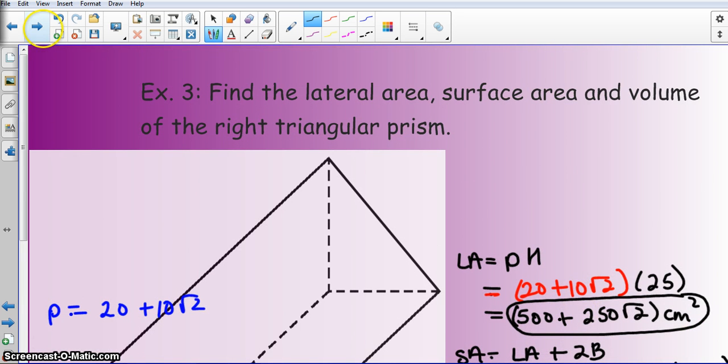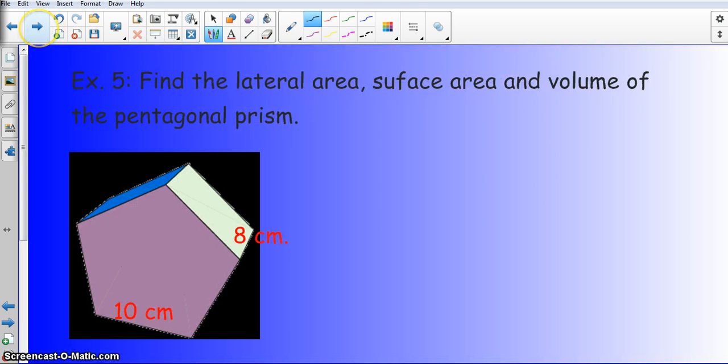Let's go to example 4. Maybe it's example 5. I might be out of order. But anyway, let's do example 5. This is a pentagonal prism, and it is our last example. I want you to remember that a pentagon requires trig, and so you'll definitely need your calculator for this problem. Make sure it's handy.